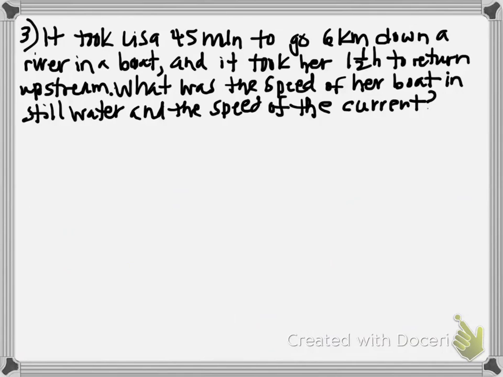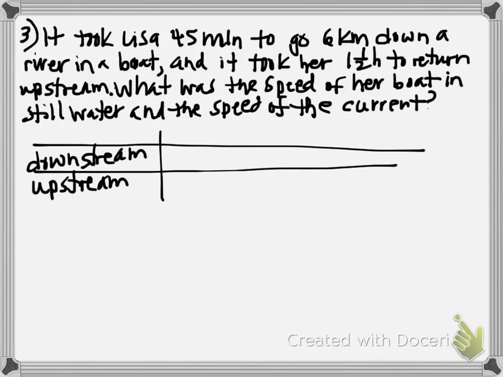Okay, so the first one doesn't say the words downstream, but it says down a river, so that's your downstream. And then we have upstream for the return trip. It does mention that. And we have the same titles: rate, time, distance. Downstream, it's a boat, so we're going to be sped up by adding the current speed. And upstream, we're going to slow down.